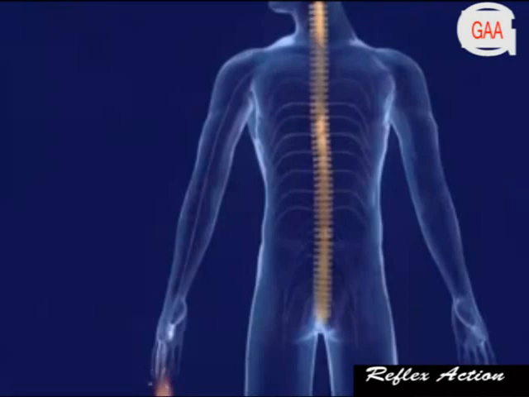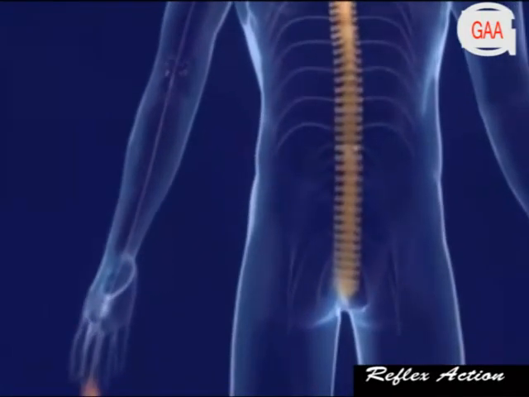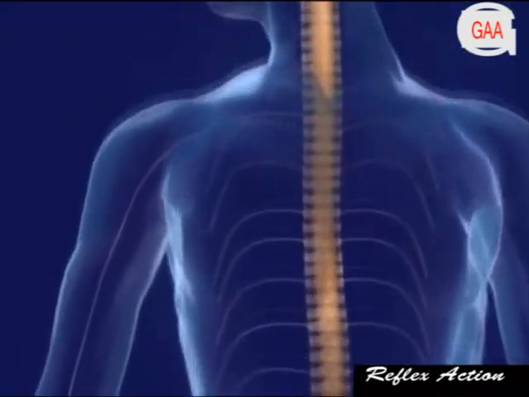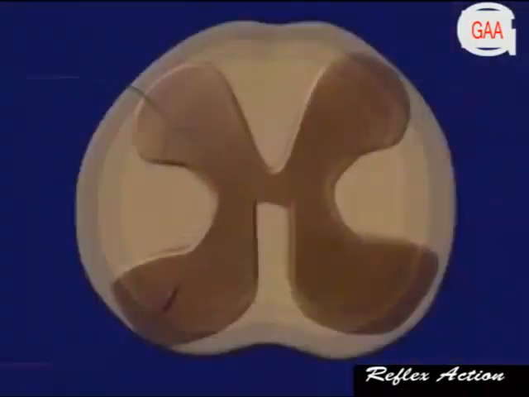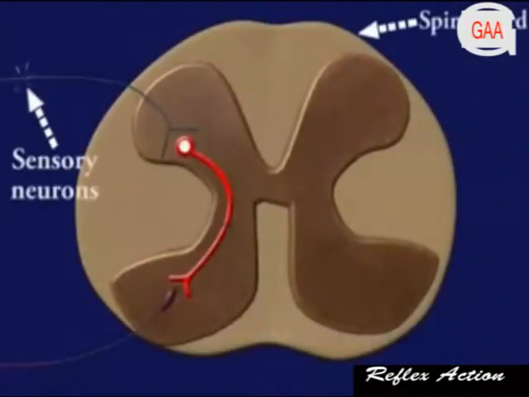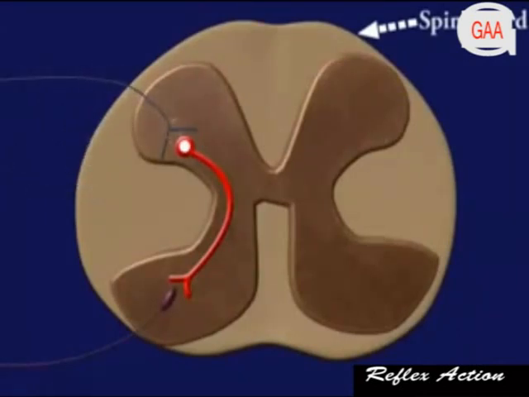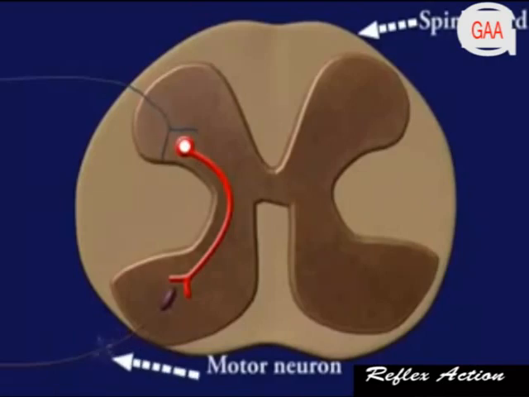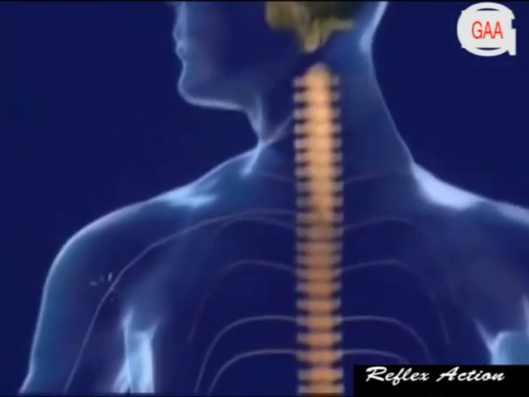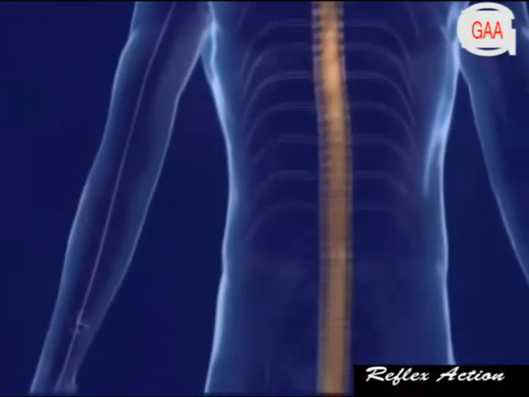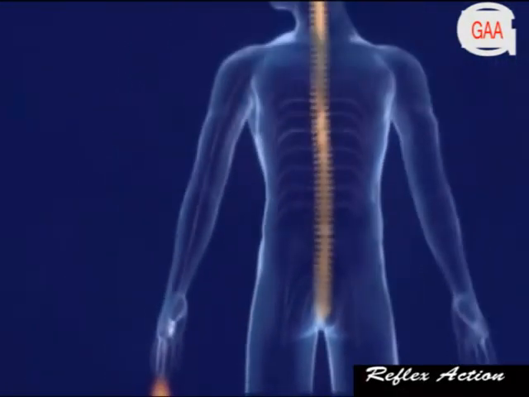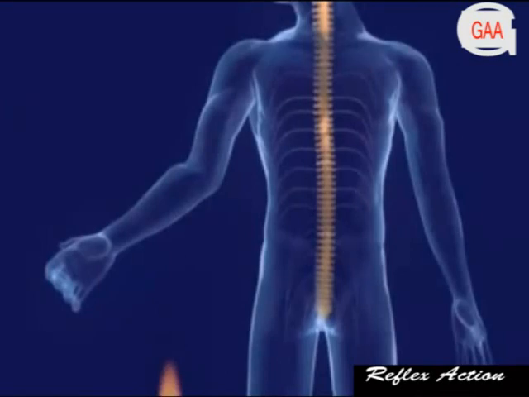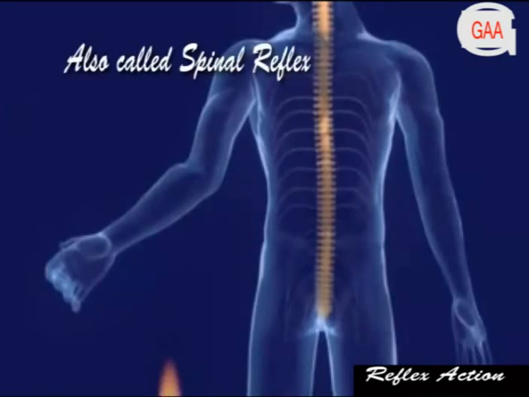When a hand accidentally touches a hot object, the heat is sensed by thermoreceptors in the skin. The receptor triggers nerve impulses in sensory neurons. Sensory neurons transmit this message to the spinal cord. In the spinal cord, the impulse is passed on to the interneuron, which in turn passes it to the motor neuron. The motor neurons transmit the instruction to the muscles of the hand. The arm muscles contract and pull the hand away from the hot object. This is also called the spinal reflex.